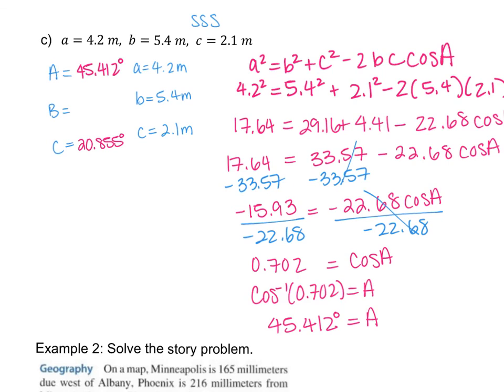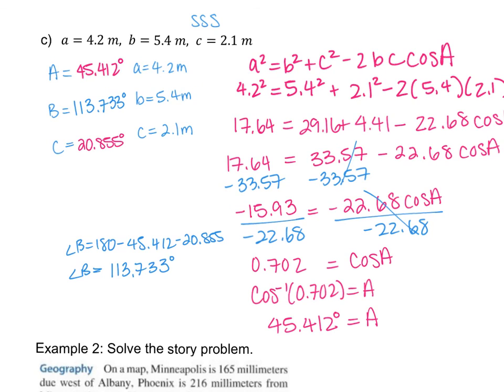20.855 degrees. To find angle B, all I have to do is subtract it from 180. So angle B is going to be 180 minus 45.412 minus 20.855. So if I plug this into the calculator, 180 minus 45.412 minus 20.855, I get 113.733 degrees. And let's just double check things.